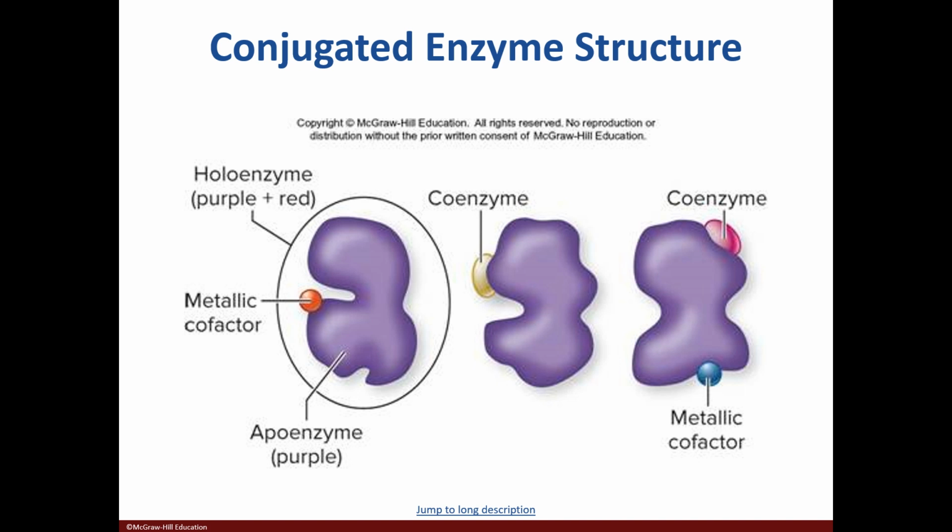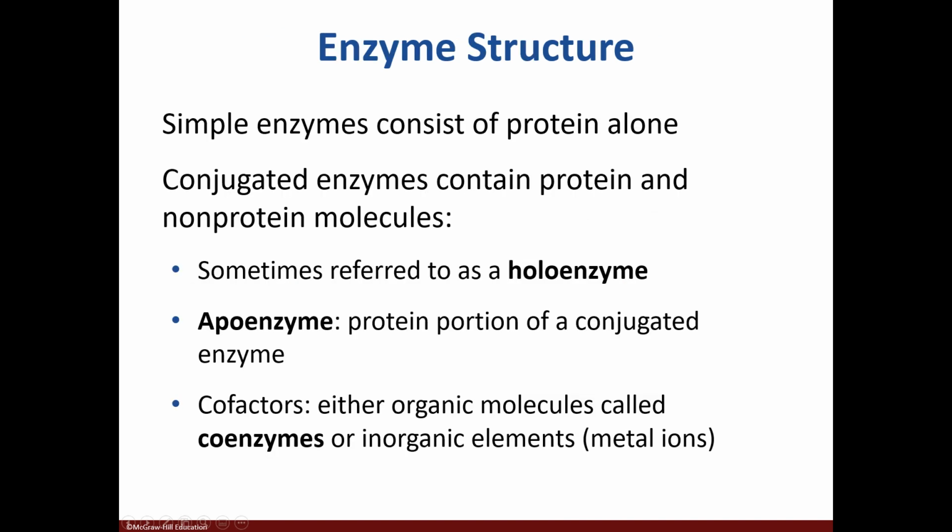A conjugated enzyme is one that consists of a protein and a non-protein molecule. They're also called holoenzymes. Here we can see an apoenzyme, or protein, bound to a metal cofactor. An example of an enzyme like this is the catalase enzyme that we discussed last chapter. Sometimes a protein may have a coenzyme attached as well. Your simple enzymes are solely made of a protein, while the conjugated enzymes that you just saw have non-protein molecules attached.